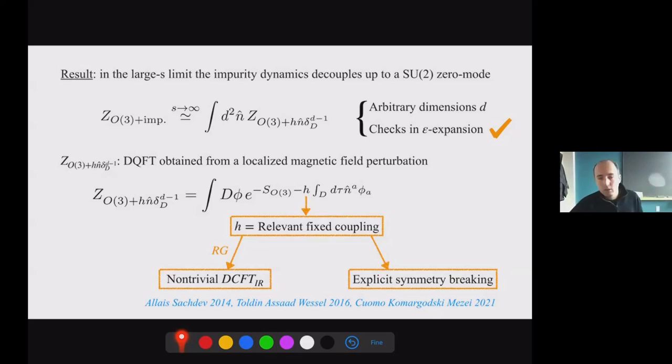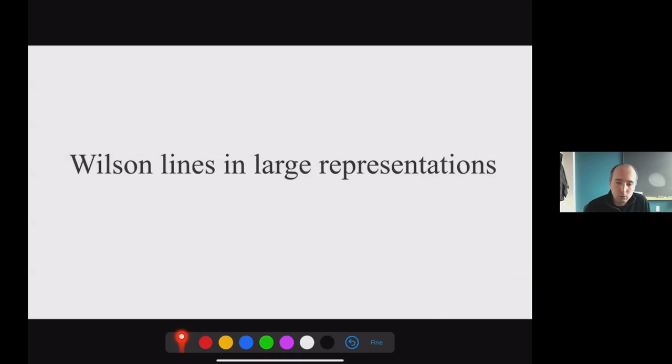Okay, so I think that's it for the impurity. And if there are no questions, I'll now jump to Wilson lines.